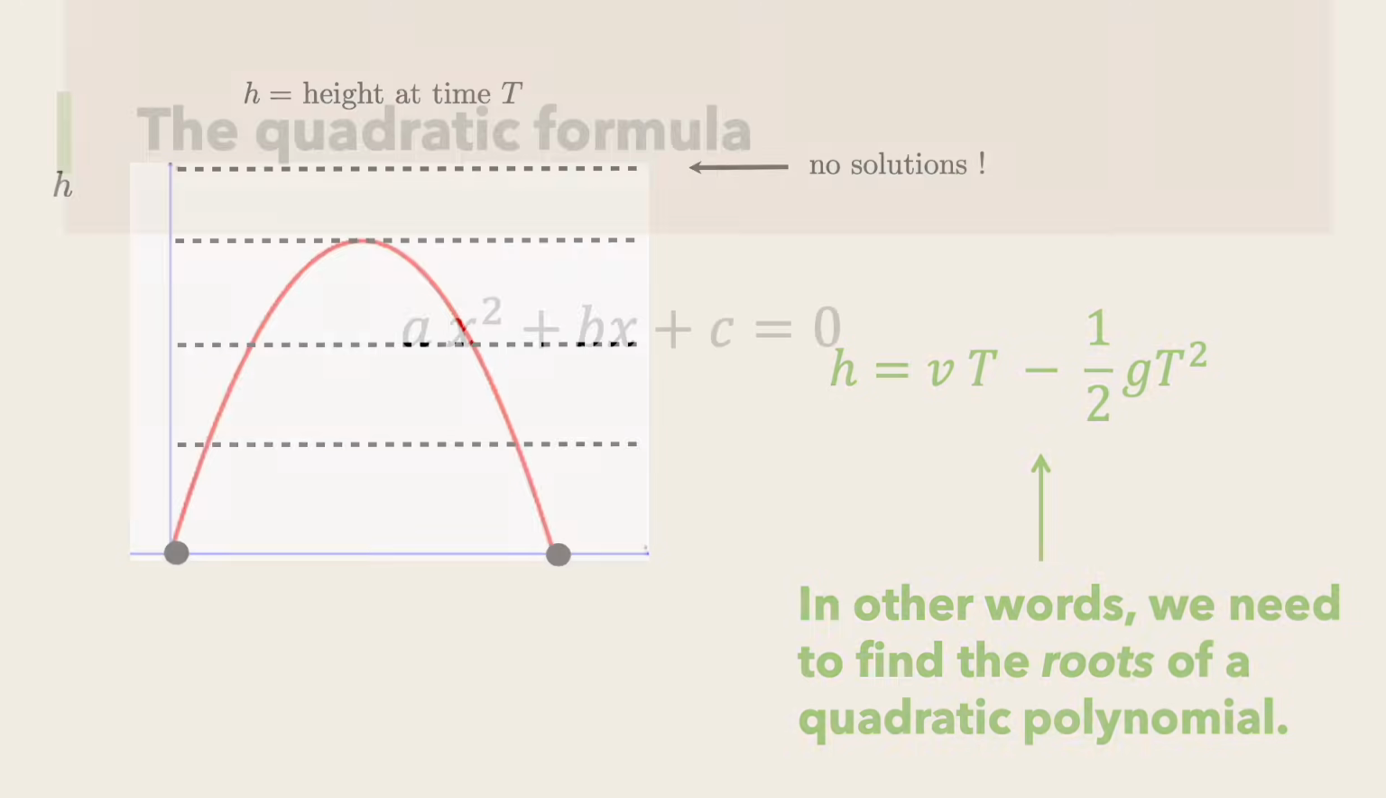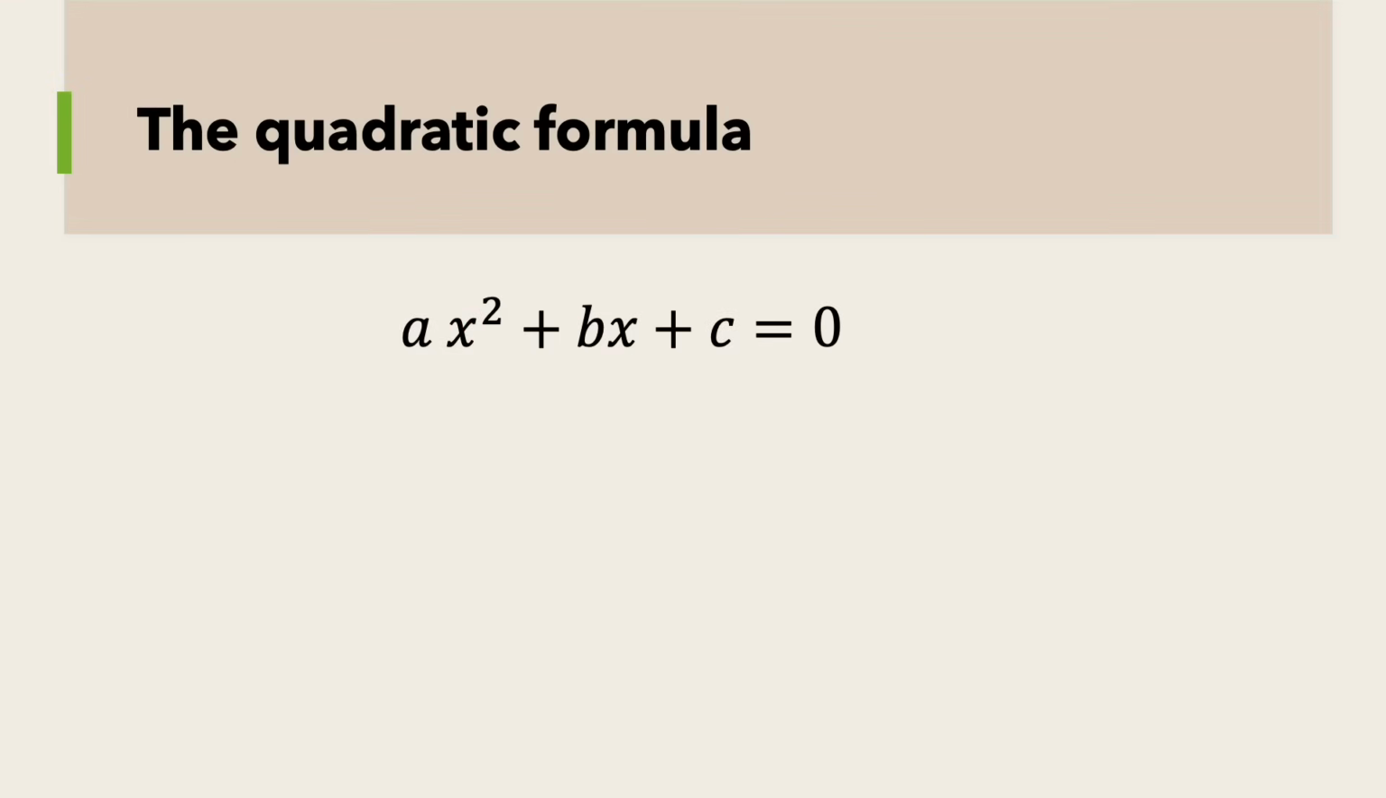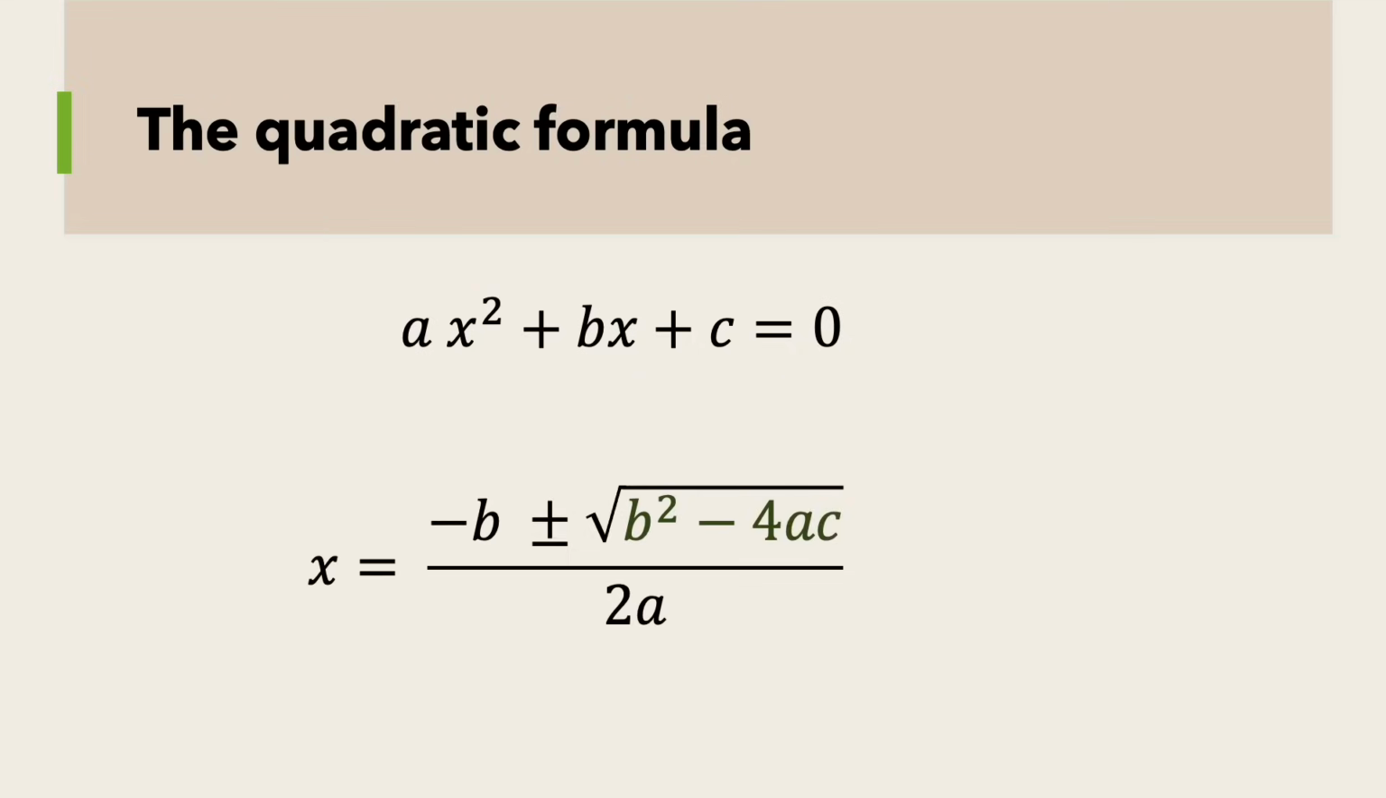So luckily, there's the quadratic formula. Okay? How many of you have seen this at some point in your life? That if you want to solve ax squared plus bx plus c equals 0, x equals minus b plus or minus the square root of b squared minus 4ac all over 2a. Yeah?